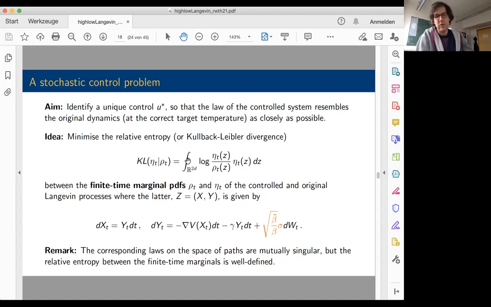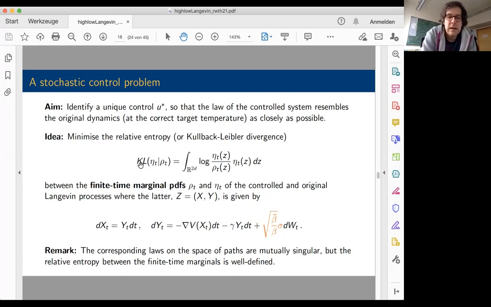And I measure the discrepancy between the original dynamics, which is now expressed in terms of the solution to the Fokker-Planck equation, and my control dynamics using relative entropies or Kullback-Leibler divergences. So I define the Kullback-Leibler divergence between two densities, or can also write it down for measures, eta and rho, as this expression here, assuming that rho is positive, or that the two measures are absolutely continuous with respect to one another. And then I can unambiguously define this expression, and I want to choose a control such that this relative entropy between the uncontrolled density and the controlled density is as small as possible.